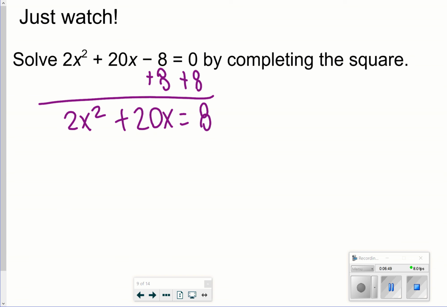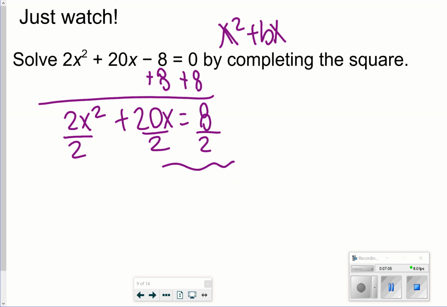And then another thing I want to do here is make sure I'm in the form of x squared plus bx. And right now I have 2x squared plus bx. So my main goal is to get x squared by itself. So I'm going to divide everything by 2 to get x squared plus 10x is equal to 4. So now I'm ready to rock and roll just like I did in the previous one.